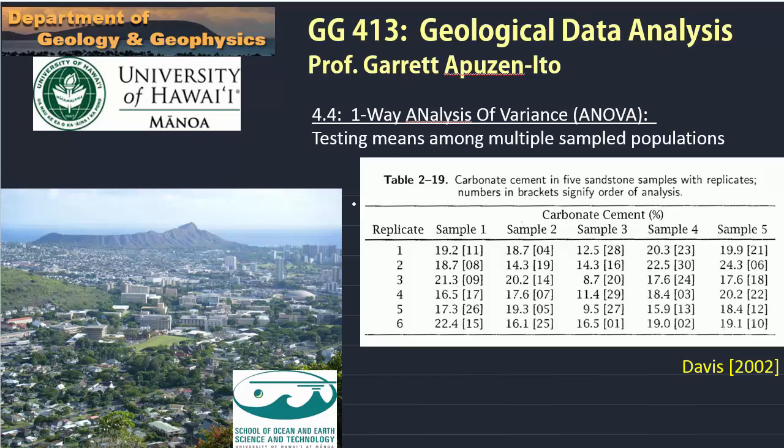Now, the example I'm going to work from is from Davis's textbook, and he describes 5 rocks of calcite cemented sandstone, and they've been measured for their calcium carbonate content, and each of the 5 samples has associated with it 6 measurements. So the sample size is the same in each case. N is equal to 6. And in this case, we have K equals 5 samples.